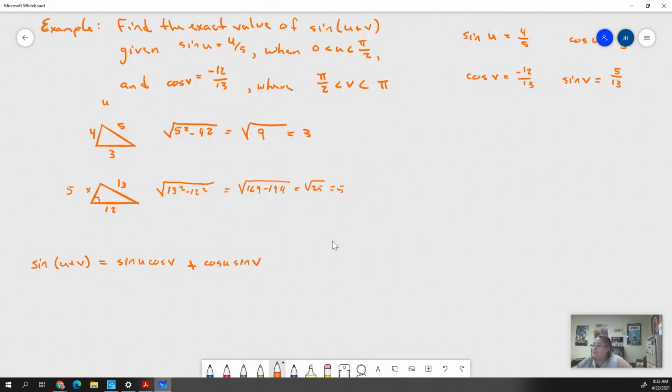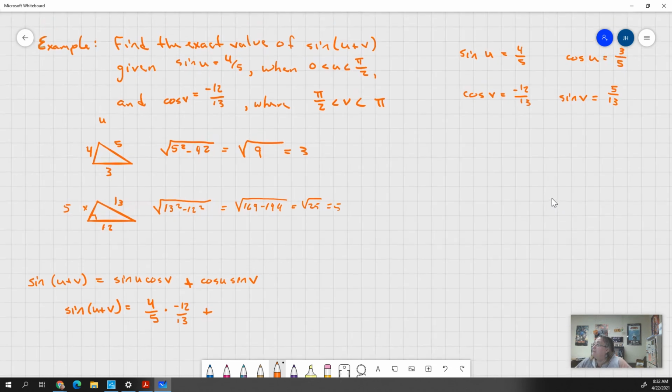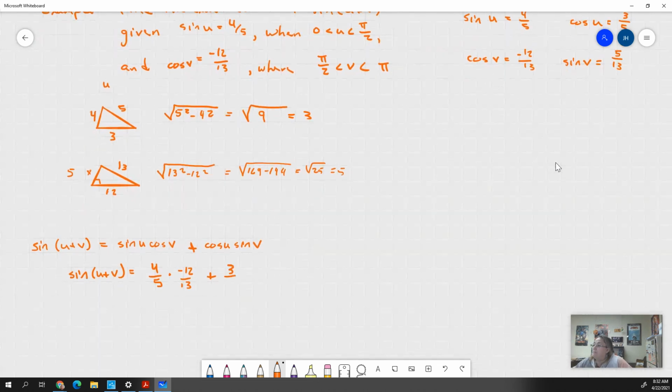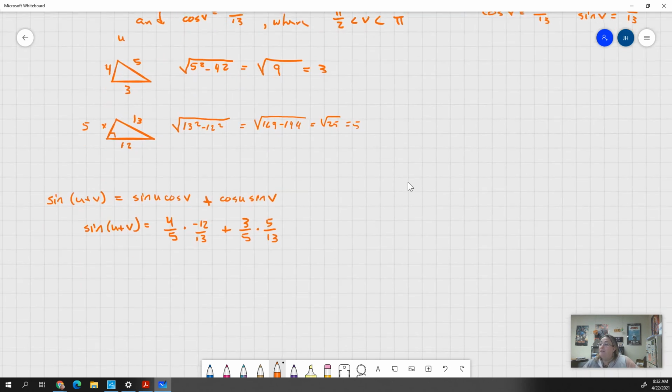So if we're doing sine of u plus v equals, sine of u we know is 4/5, right? Times cosine of v, well, we know that cosine of v is negative 12/13. Plus cosine of u, which I covered up with that right there, is 3/5, times sine of v, which is 5/13. This is what I mean. Once we find all those pieces, we know all the information. Now it's just plugging it in and solving this.